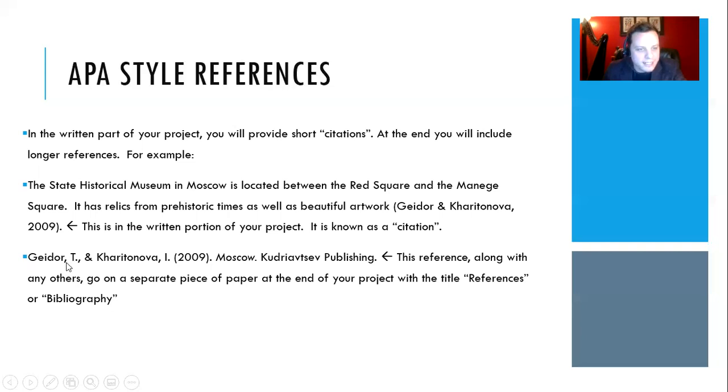So last name, comma, space, first initial, period, comma. It's super specific. And so just make sure you're looking at it really carefully. See how the word Moscow is what they call in italics. It's kind of slanty like that. All of that matters when you're doing APA style references.